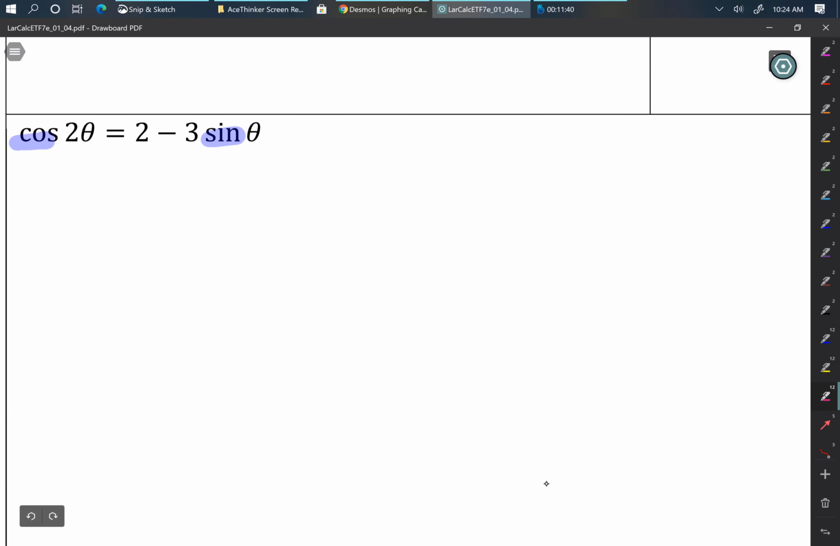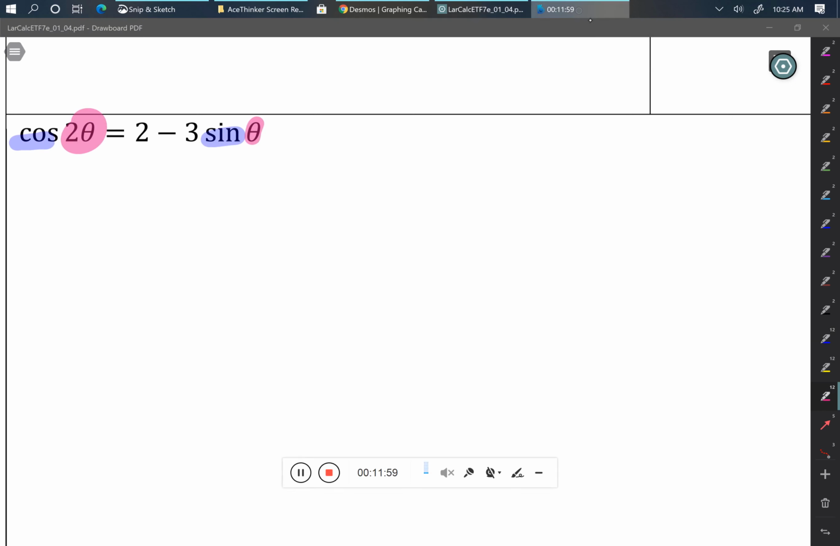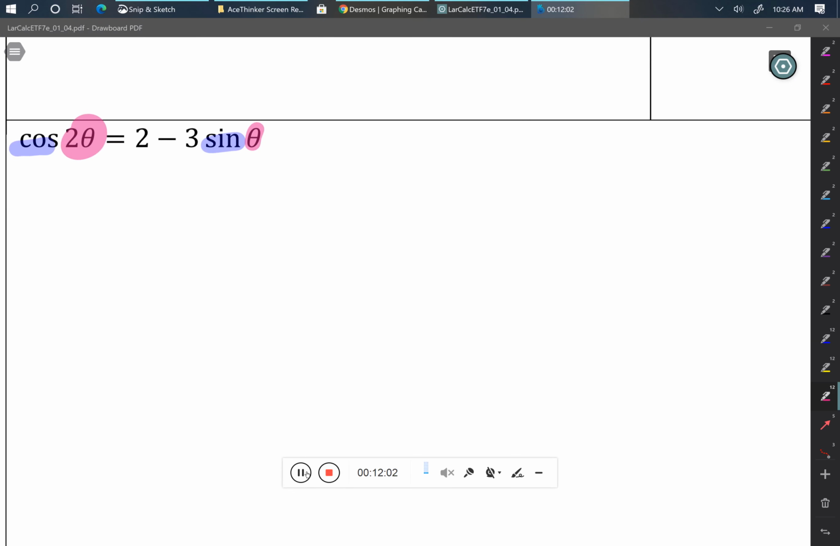Another issue that I just noticed is this isn't the cosine of theta, this is the cosine of 2 theta, and this is the sine of theta. So not only do I have trigonometric functions that don't match, the arguments of the trigonometric functions don't match. So I'm going to have to figure something out to make this work. I'm going to have to somehow change cosines into sines or sines into cosines. The only way that I know to change one trigonometric function into a different one is to use some sort of a trigonometric identity.